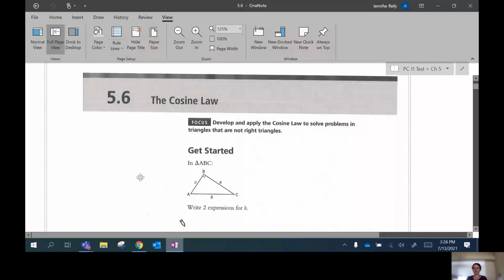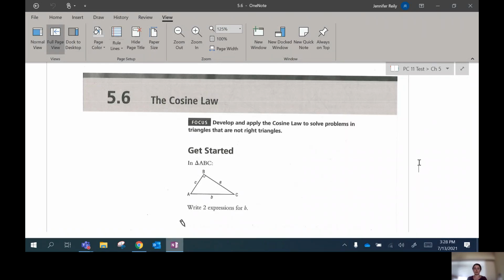Okay, welcome to the last lesson of chapter 5. Last lesson we learned about the sine law, and that referred to triangles that are not right triangles. We're continuing with that theme today. So we're going to be looking again at triangles that are not right triangles.